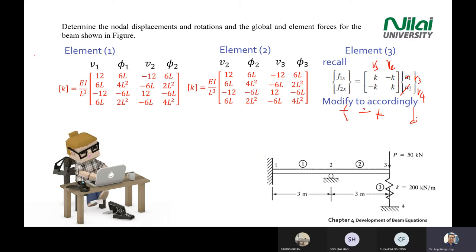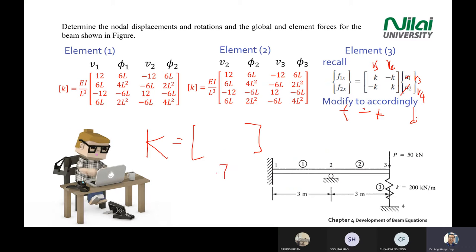Then after you have element 1 matrix, element 2 matrix, element 3 matrix, the next step, you combine everything to become the global matrix K, where we already explained you'll get 7 times 7 matrix. Okay, so how you write 7 times 7?